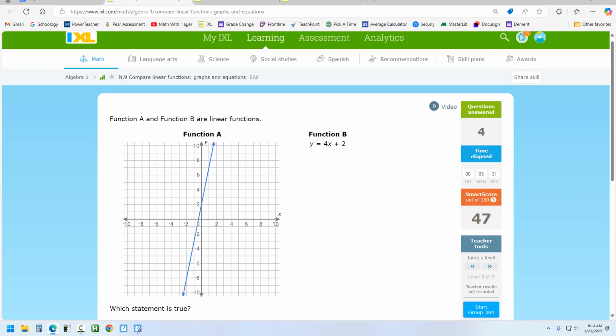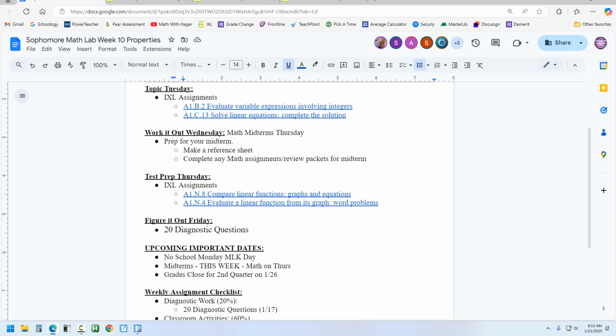That's pretty much what you're doing for the third one. Okay? So you're comparing 2 functions. One of them looks like it's always going to be a picture. The other one will be an equation. All right, so last IXL.